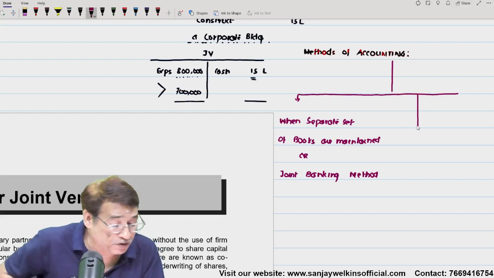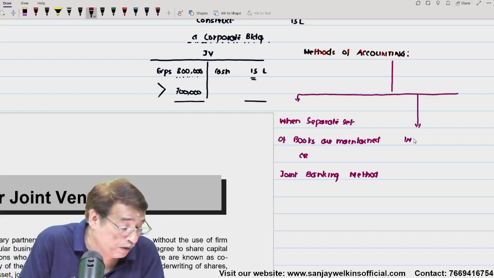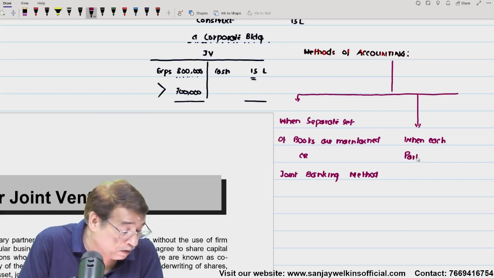And in case of the second method, each party maintains a record. When I say each party, I mean each co-venturer. Each party maintains records. This is the second method. Correct?